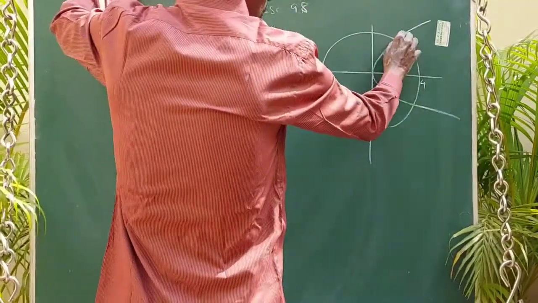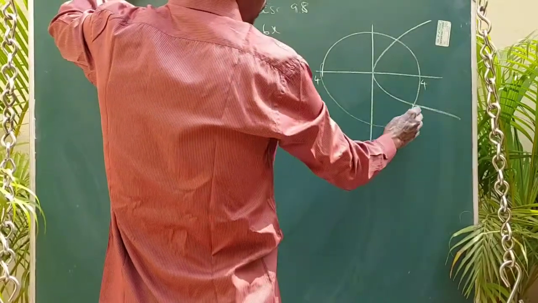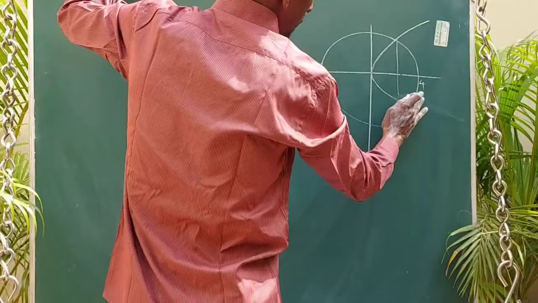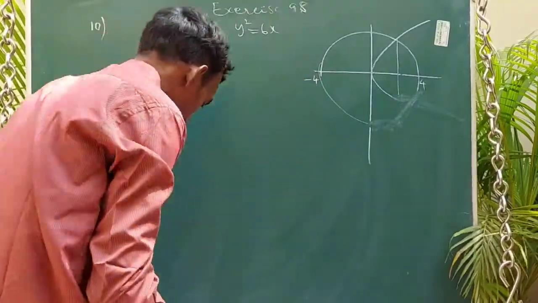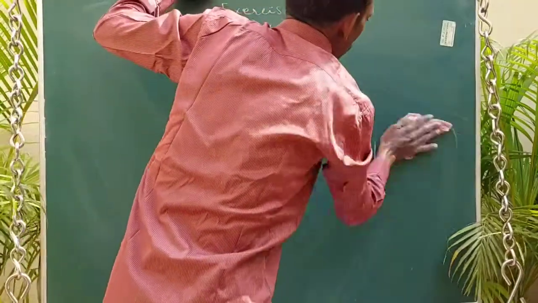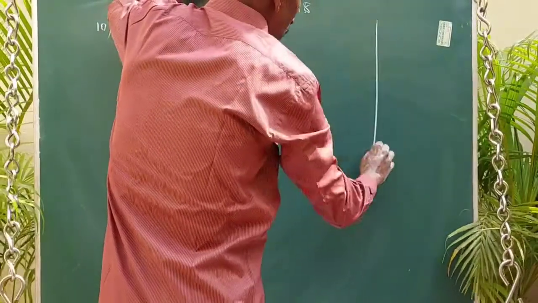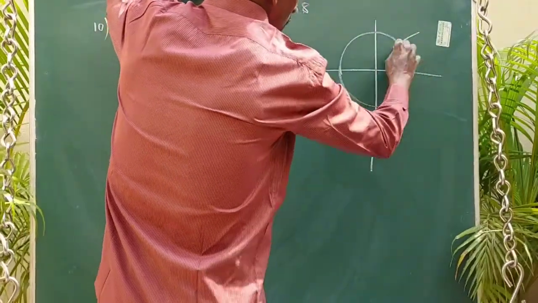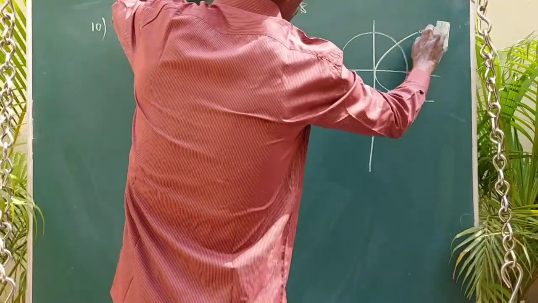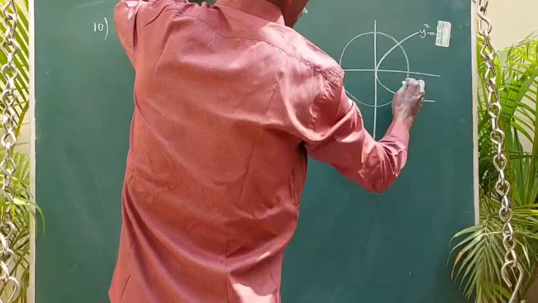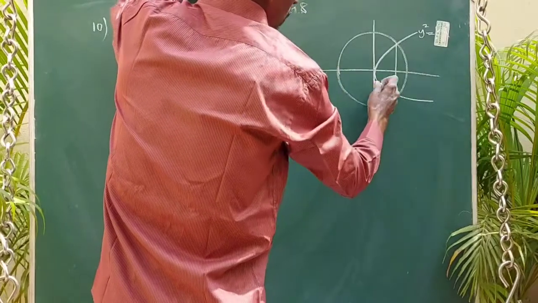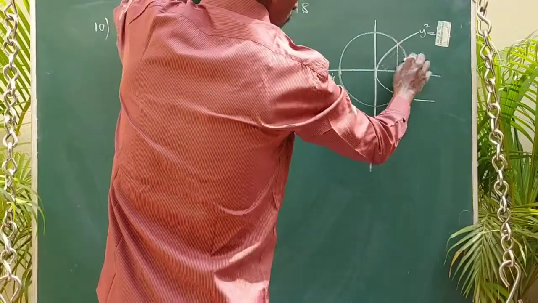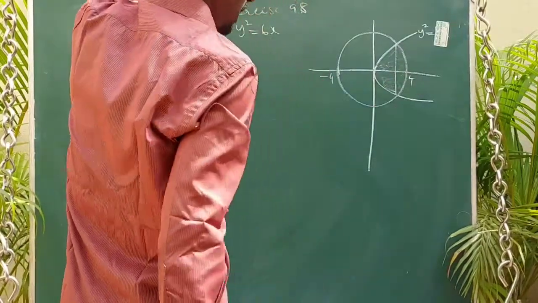Okay. So we need to find out the meeting point. So we have to change it. Just a slight change. Wait a minute, student. First draw a circle of radius 4 and a parabola open rightward, y square equal to 6x. Okay. So this is 4 and minus 4. So we need to find out the whole shaded region.